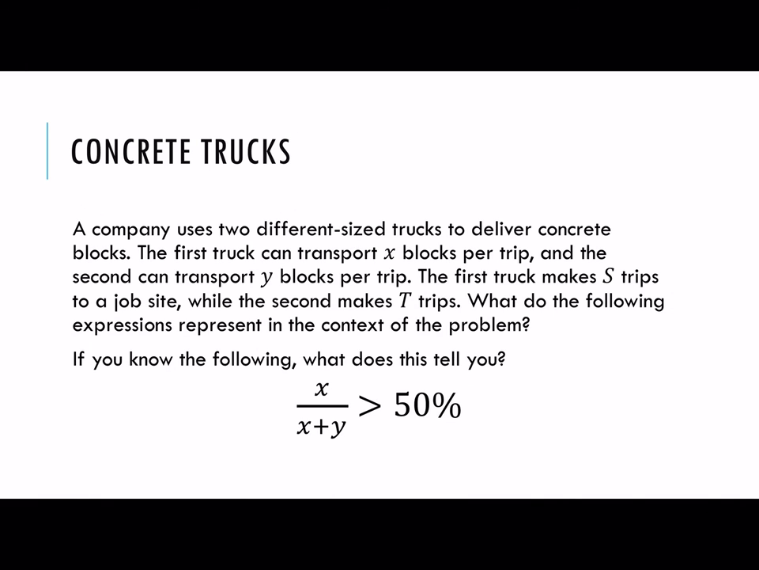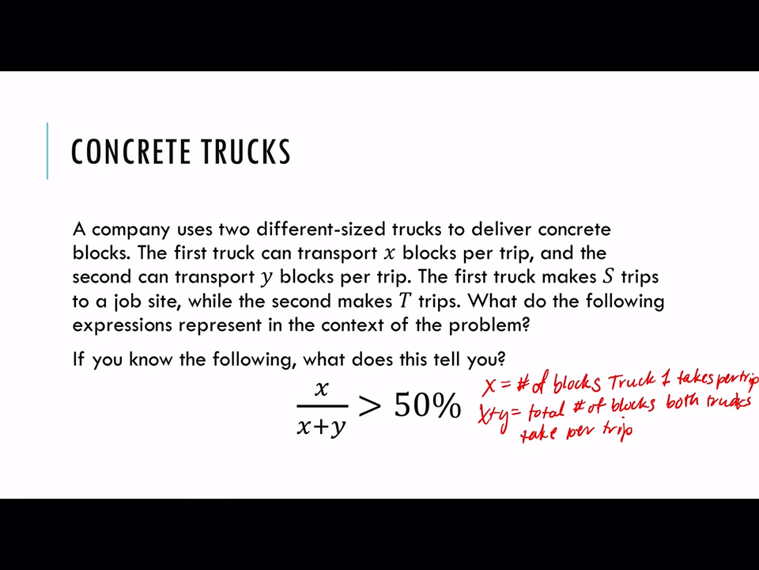X over X plus Y is greater than 50%. Okay. Let's remember what each of these parts are. So X is equal to the number of blocks truck 1 takes per trip. Okay. Then X plus Y is equal to the total number of blocks both trucks take per trip.